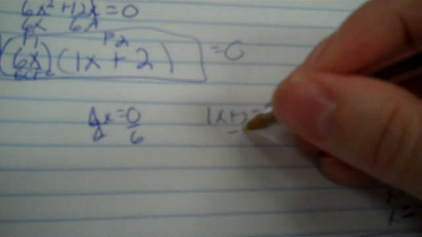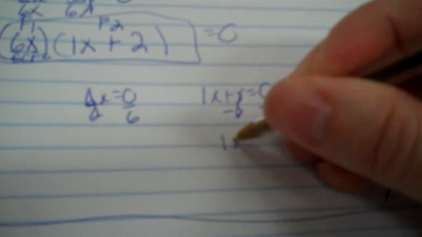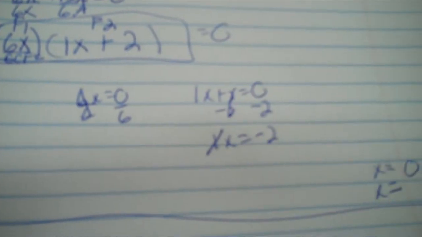So 6x could equal 0, 1x plus 2 could equal 0. So we just divide by 6 here, I get 0. Minus 2, you get negative 2. Ditch the 1, you don't need that. Okay, a 1 in front of a variable is kind of useless. 0 and negative 2. Okay, my next problem, x squared minus 2x equals 6x plus 20.